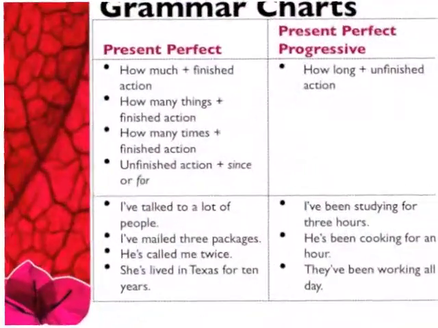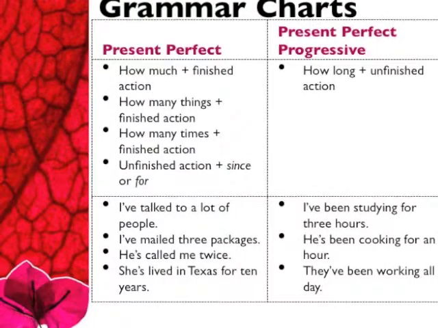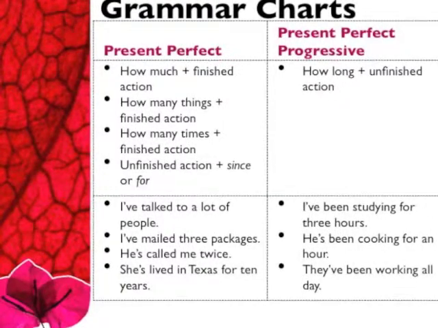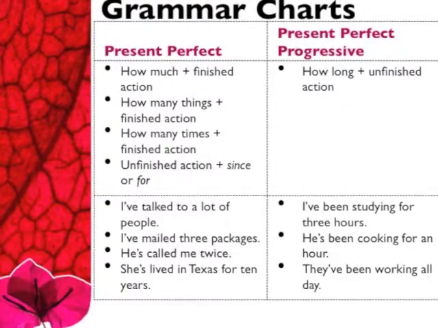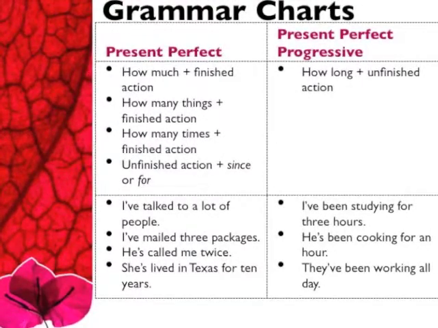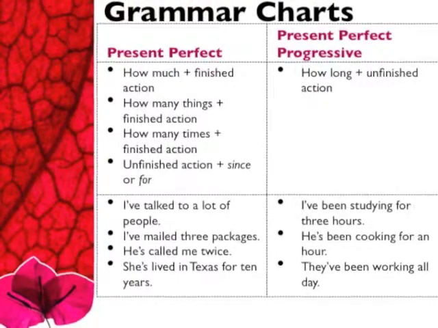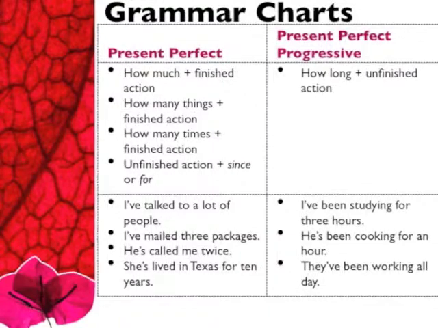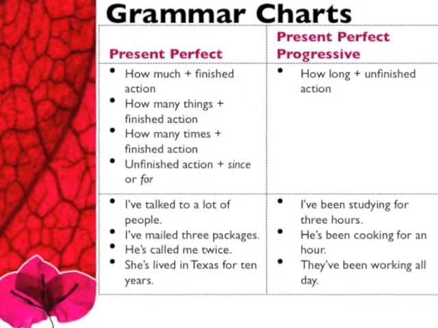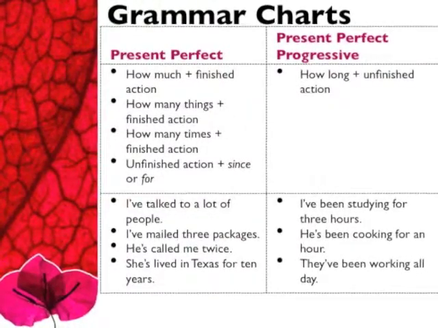Alright, so let's review what we've already covered. If you look at the chart under present perfect, it talks about how much plus a finished action, how many things plus a finished action, how many times plus a finished action. But for an unfinished action, you have to use since or for. The example sentences: I've talked to a lot of people. I've mailed 3 packages. He's called me twice. She's lived in Texas for 10 years.